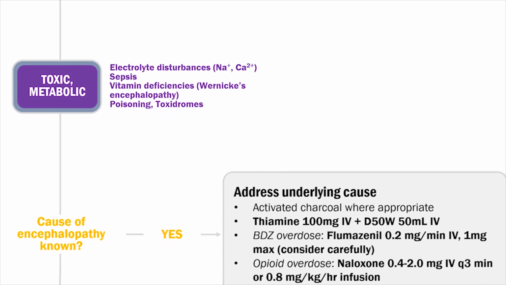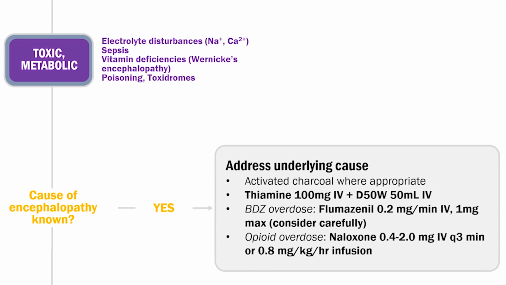If the cause of encephalopathy is known, then we can address it at this point. We can use toxin-absorbing activated charcoal and induce vomiting within 2 hours of ingestion. If thiamine deficiency is suspected, you need to treat with IV thiamine. For significant benzodiazepine overdose, there's flumazenil, but consider that carefully because it can induce withdrawal seizures. For opioid overdose, there is naloxone, which can be given intravenously or sprayed into the nose.